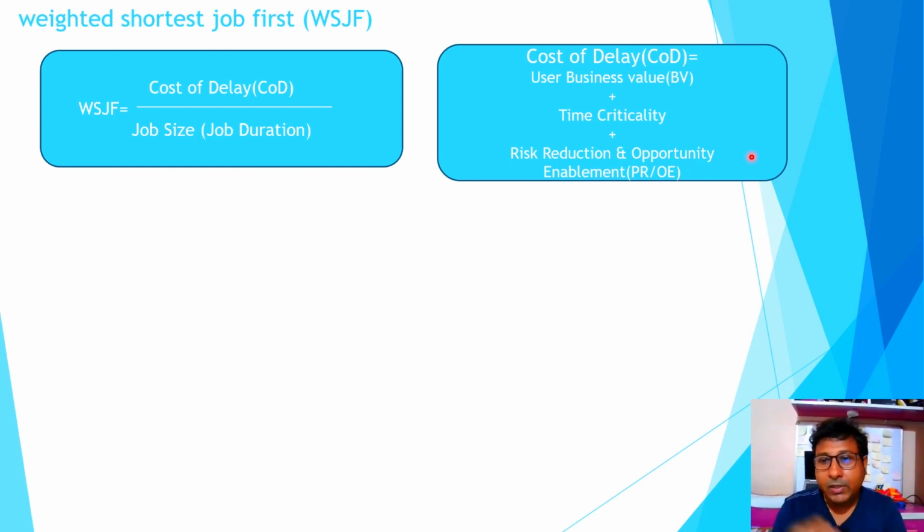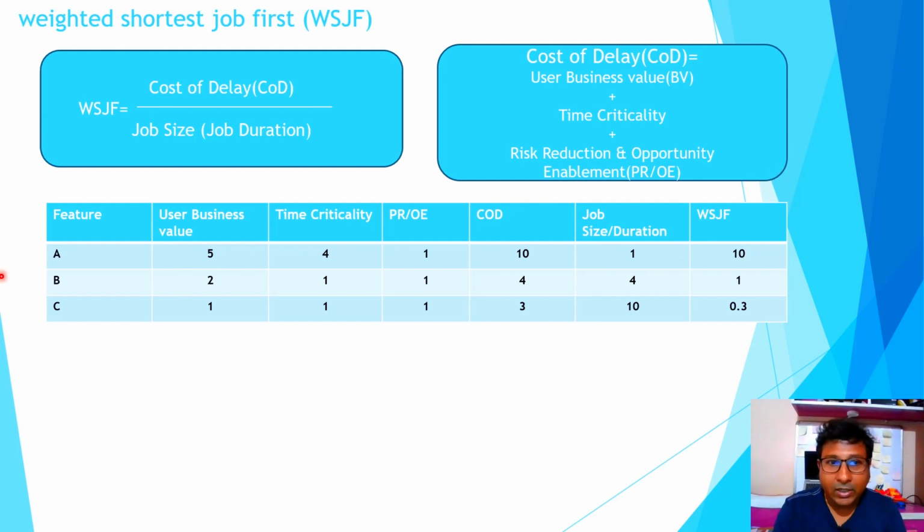I'll give you an example, and that will clarify this entire piece in more granularity. So let us see. Now let us consider we have three features: feature A, feature B, and feature C. You can correlate these three features with any of your real-time features. Let us consider A is a login feature, B is a search feature, or something of that sort.